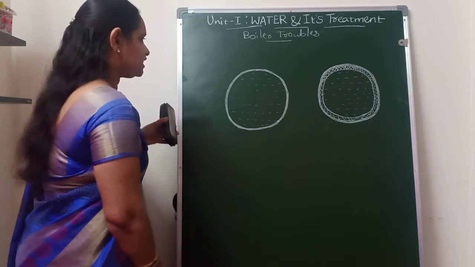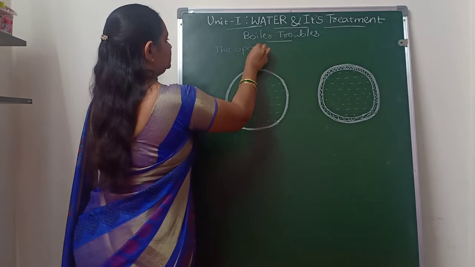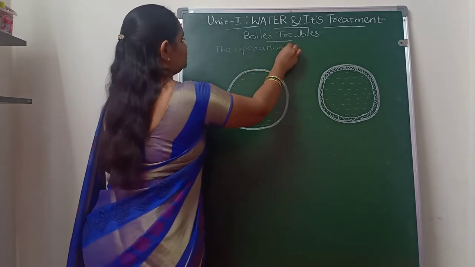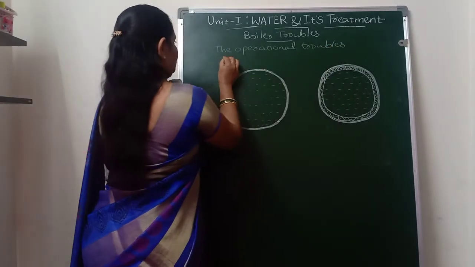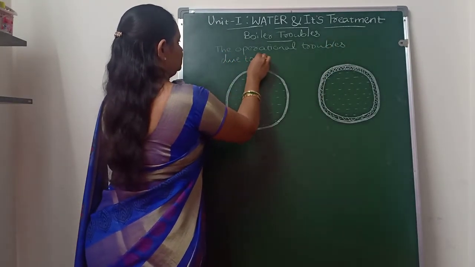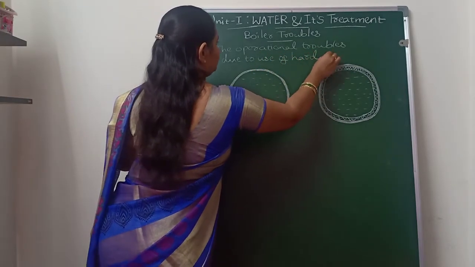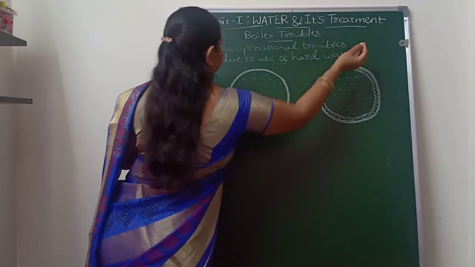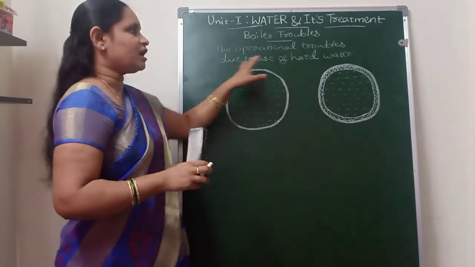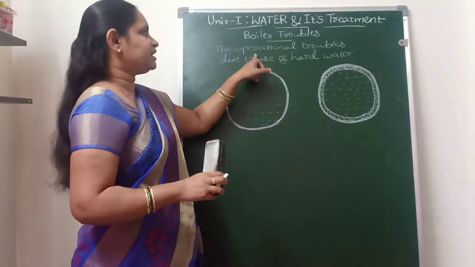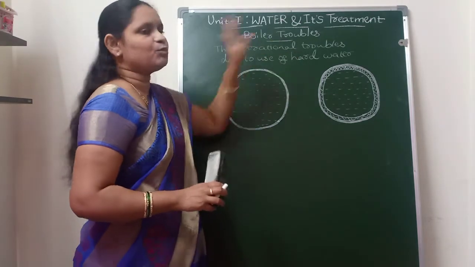So boiler troubles are the operational troubles due to the use of hard water in boilers. Because of the usage of hard water in the boilers, they create different kinds of operational troubles to the boilers, and they are known as boiler troubles.